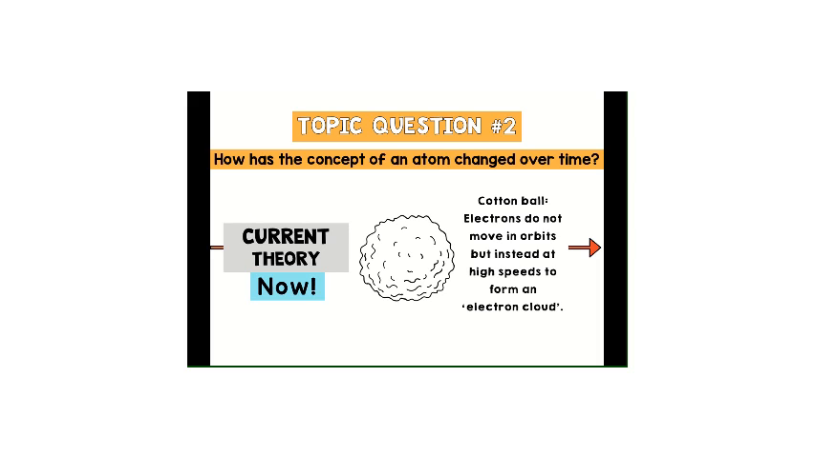Our current theory is most like a cotton ball, right? So we know that there's the nucleus, it's got the protons and the neutrons in it, but the electrons on the outside, we now equate it to like this cloud. It's basically like a storm, and we never really know exactly where an electron is. We just know that they're moving at really high speeds, and it's actually very confusing.